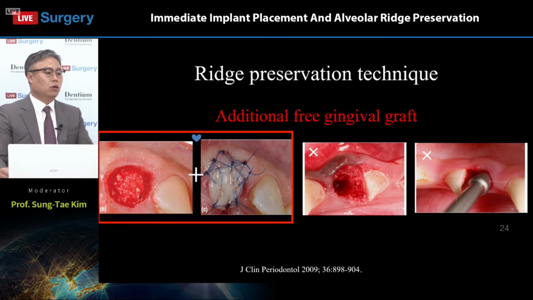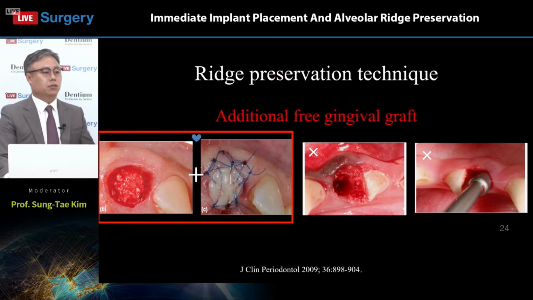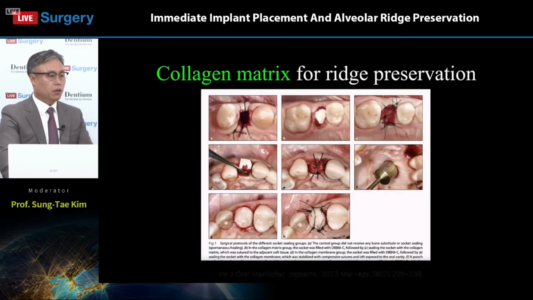But for the ridge preservation technique, it's very difficult to get another donor site from the palate. Patients don't like it, and it takes more clinical chair time. Therefore, instead of the free gingival graft soft tissue, we are considering the barrier membrane or the collagen matrix.